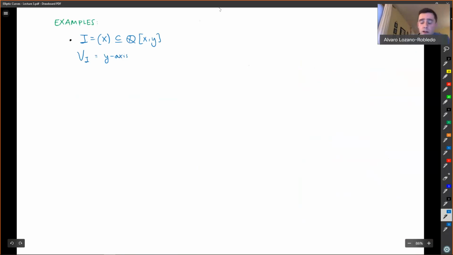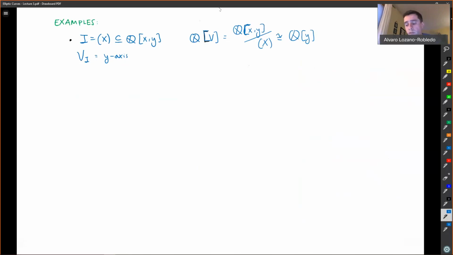So let's see, what is the function field? What is the affine coordinate ring? The affine coordinate ring of the y-axis will be, so what is Q of V? Square brackets first for the affine coordinate ring. That is going to be Q[x, y] modulo the ideal (x), but that is just isomorphic to Q adjoin y, which is the polynomial ring in one variable, which is the coordinate ring of the affine line. So it makes sense that the y-axis would have a coordinate ring that is isomorphic to just the coordinate ring of a line. And the function field will be the field of fractions of this, which is the function field in one variable.